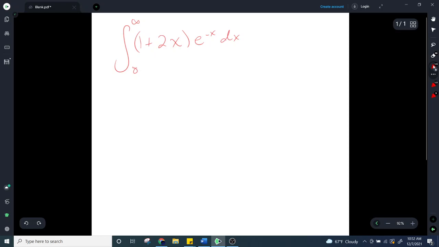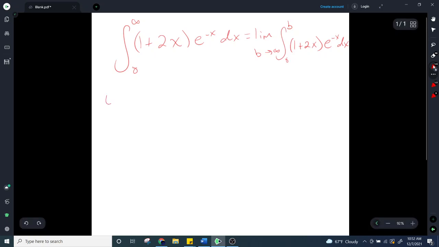So the first thing I'd want you to do, remember, is to write this as a limit. So we say the limit as b goes to infinity, and we write this from 0 to b, because we don't integrate with the infinity, but we can integrate with b. We're going to look at what happens as b approaches infinity. But we're going to integrate this.